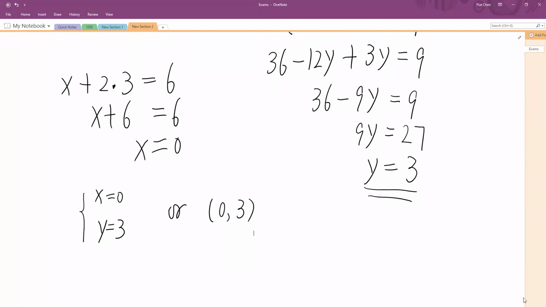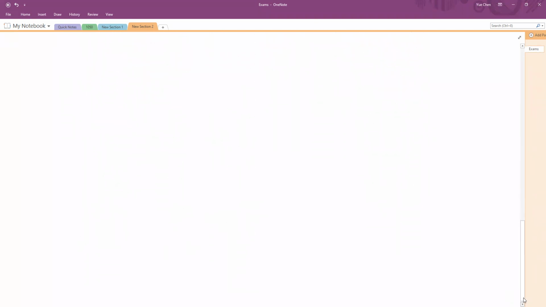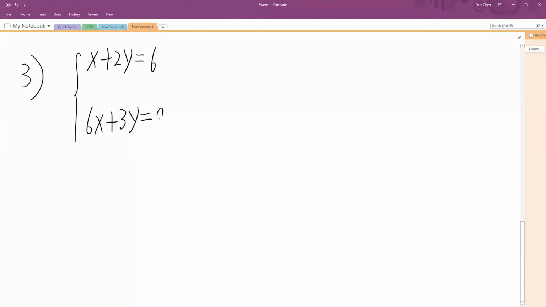The third one gives you the same linear system, but asks you to use the elimination method. The third one, this is x plus 2y equals 6, 6x plus 3y equals 9. Okay, so we want to use the elimination. So which variable do you want to eliminate? Which one is easier? Right, x, we eliminate x, right?